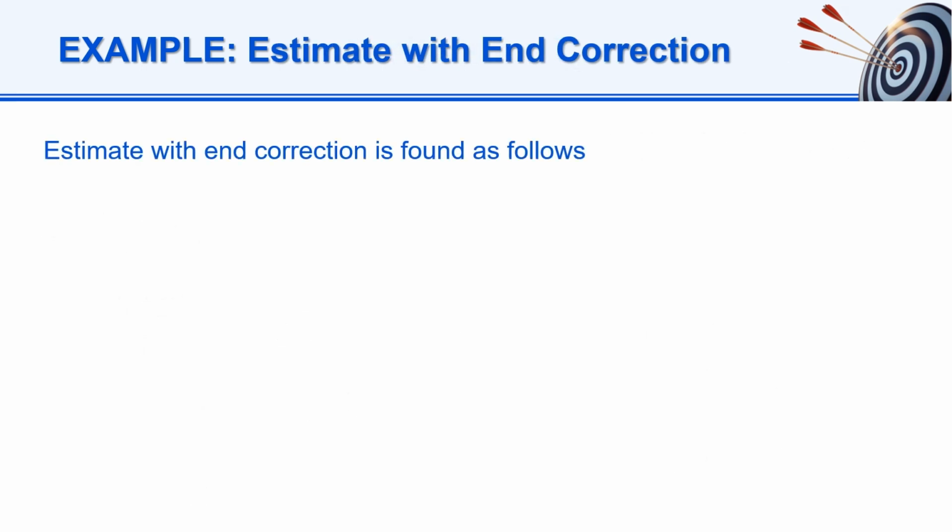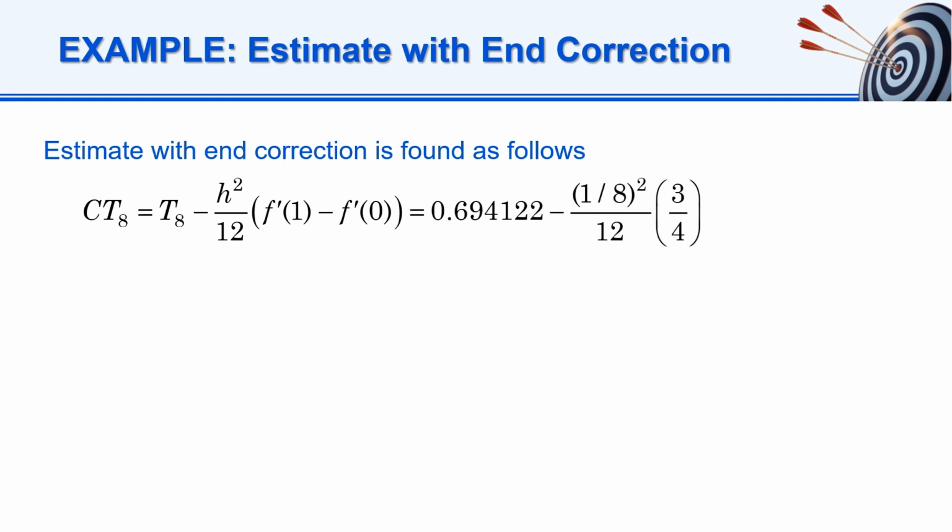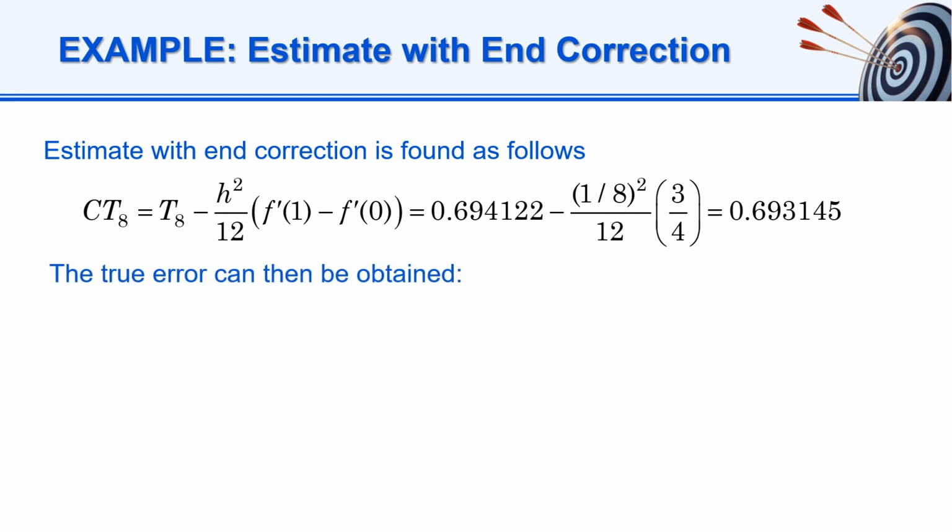The trapezoidal rule with end correction is obtained by simply adding the correction term to T8. Recall we had already evaluated the first derivative and found that f'(1) minus f'(0) was 3 over 4. Hence, using this, along with h equals 1 over 8, we find the CT8 to be 0.693145, which corresponds to the true error of 2.18 times 10 to the minus 6. With this note, we conclude this video session.